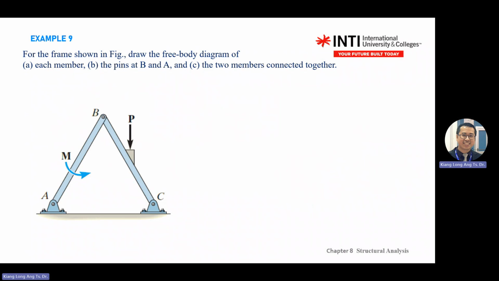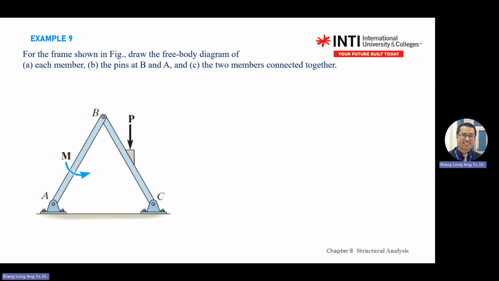Okay, so for each member, you break them. You don't change the orientation. You just take this one out. If you really don't know, before you take out, you remove the connector, remove the reaction force. Means you remove this one, you'll see AX, AY. You remove C, you see CX, CY. Remove these two first.